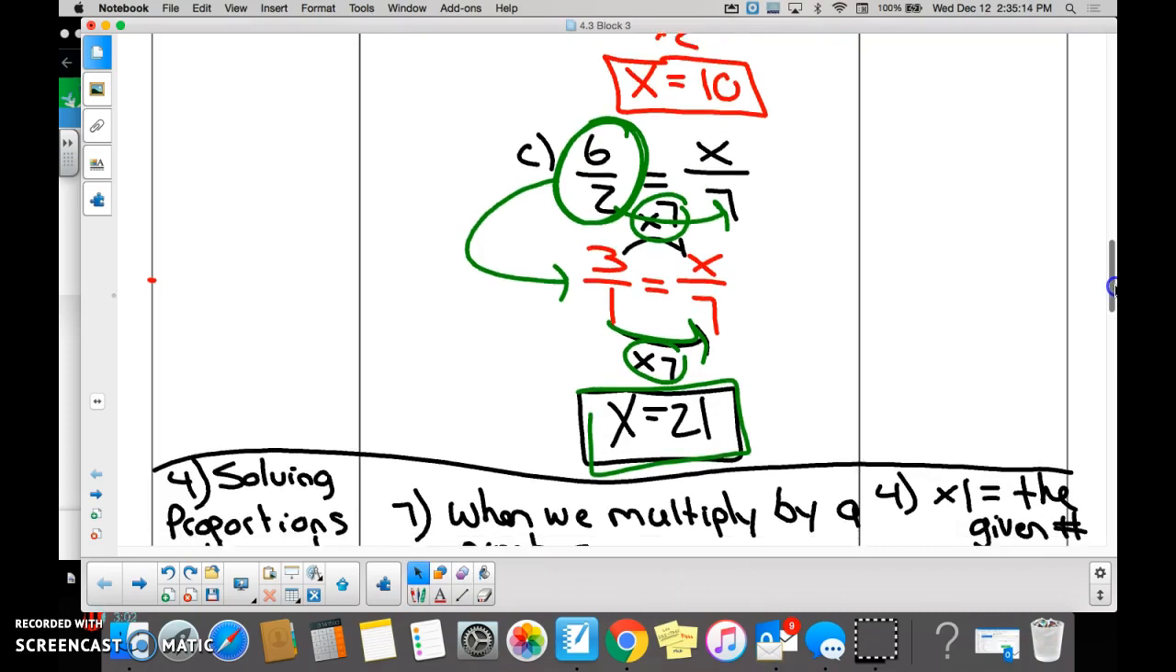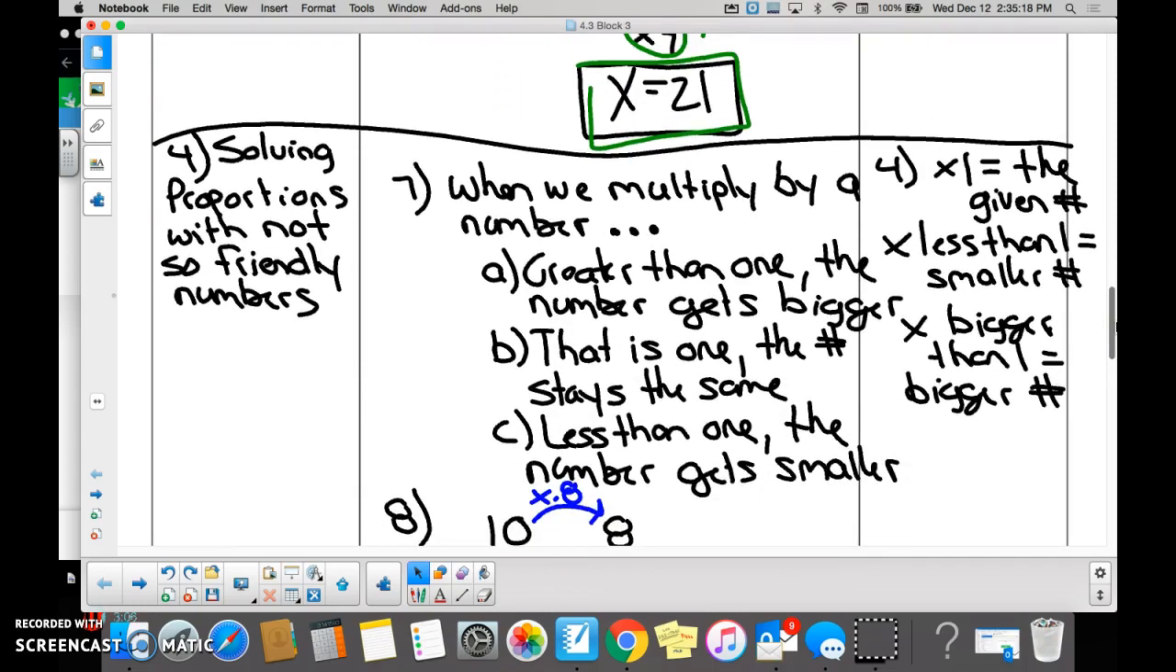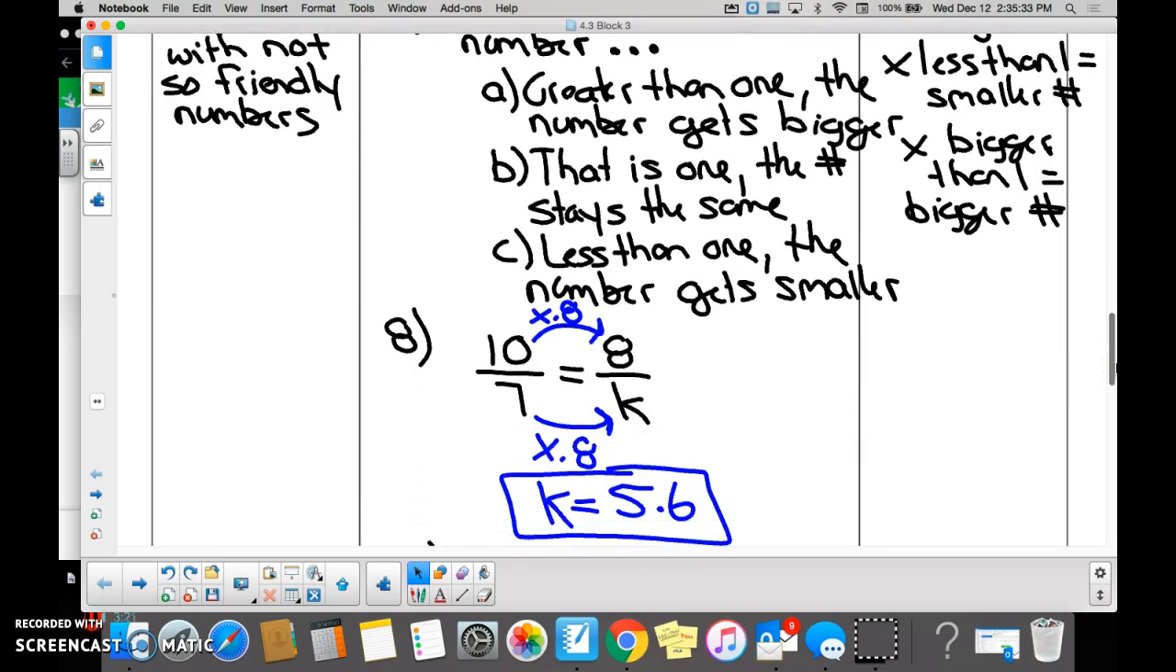And then when solving proportions, we talked about this quick little rule. If you multiply by a number less than 1, what happens to the number? It gets smaller. If you multiply it by a number that is 1, what happens to the number? It stays the same. And if you multiply it by a number bigger than 1, what happens to that number? It gets bigger.